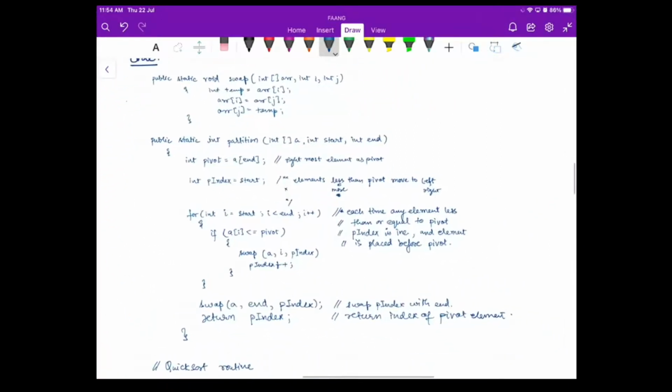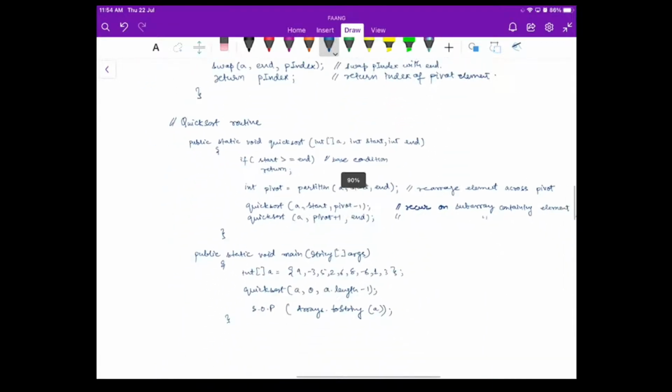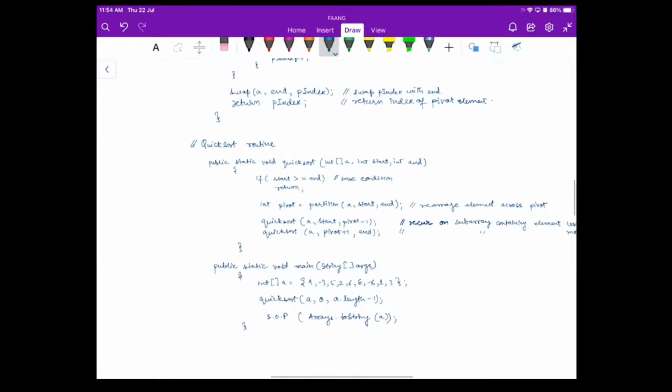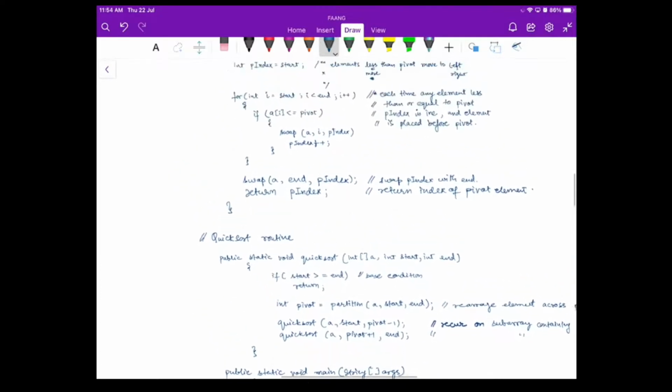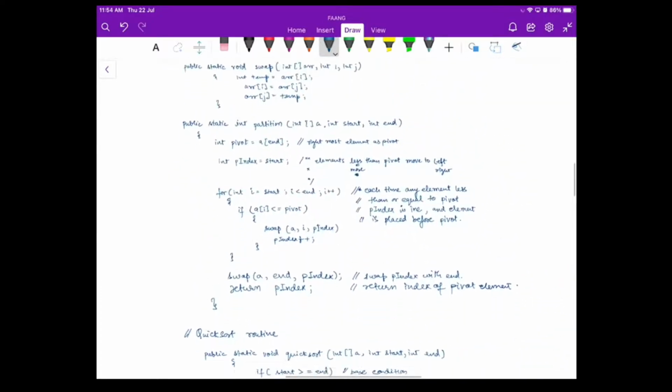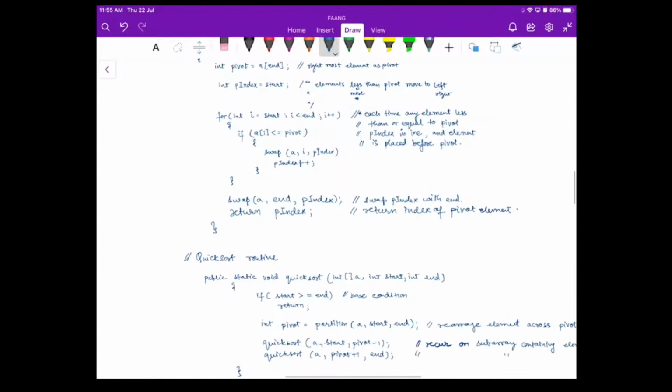Okay, so let's say we have this array. Okay, 9, -3, 5, 2, 6, 8, -6, 1, and 3. Okay, so what we are going to do, we would be having three functions here. First is the swap. Okay, second is the partition, and the third is the quick sort itself.